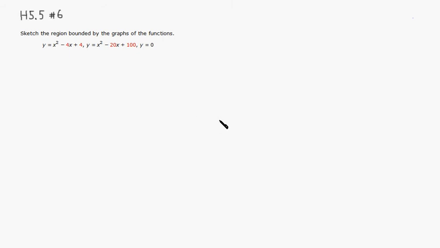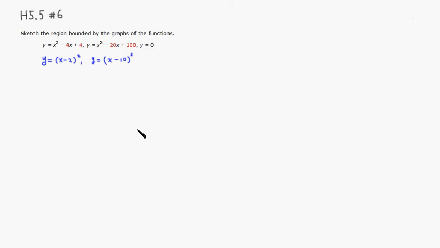Okay, let's go over 5.5, number 6. Alright, so first I'm going to rewrite the first equation by completing the square: y is equal to quantity x minus 2 squared. The second equation can be rewritten as y equals quantity x minus 10 squared. And y equals 0 is nice, that's just the x-axis.